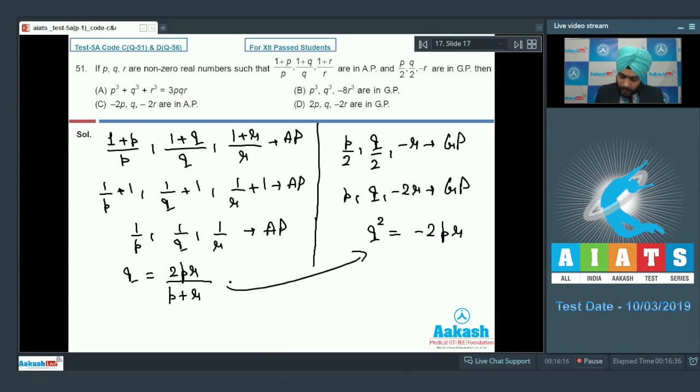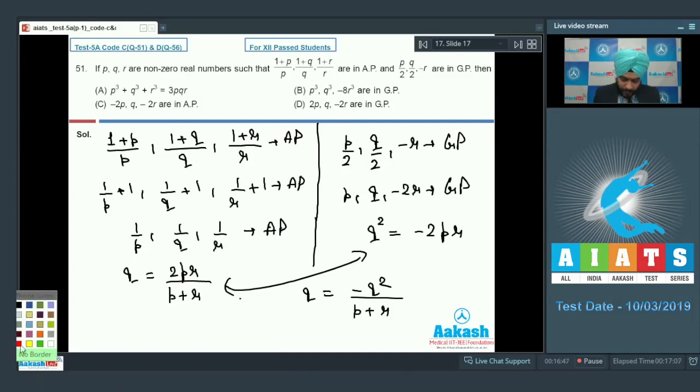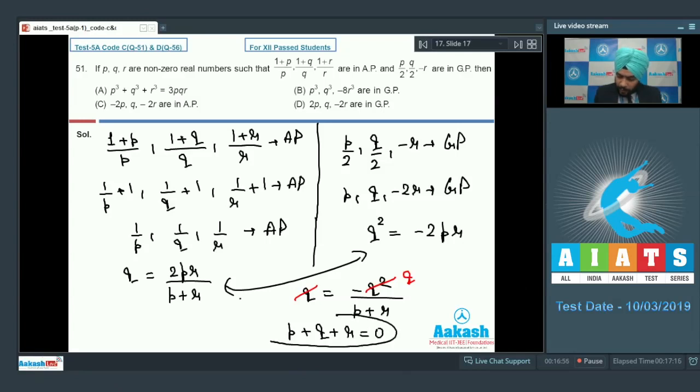So from here what do we get? 2PR is minus Q squared. So Q is equal to minus Q squared upon P plus R. P, Q, R are non-zero real numbers, so we can cancel Q here. This ultimately gives you P plus Q plus R equals 0. That's it. If P plus Q plus R is 0, option number A is definitely correct.